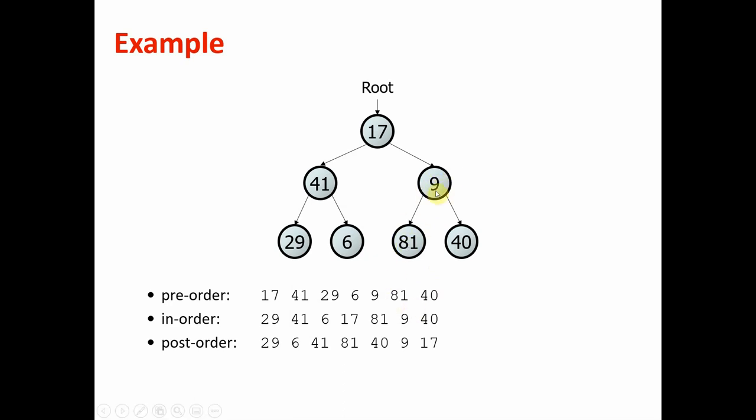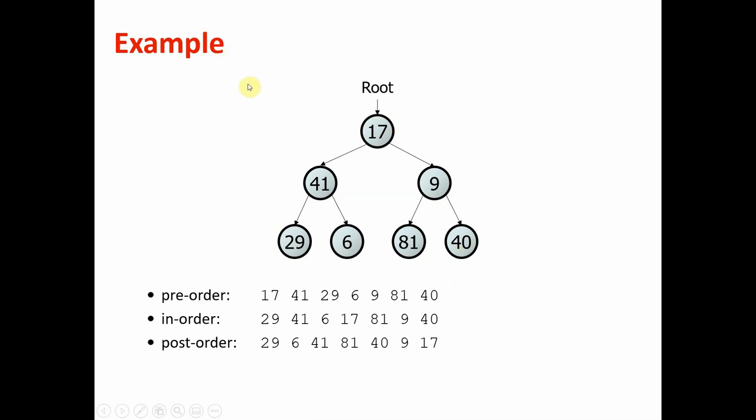Now we can display 9 because we did all the left nodes. Now we can visit the node itself, LN, right? So this is L. Now N is also done. We go to its right subtree. The right subtree also doesn't have any left node, right? So we can display 40 and it doesn't have any right child. So we stop here. So it's going to be 29, 41, 6, 17, 81, 9, 40.